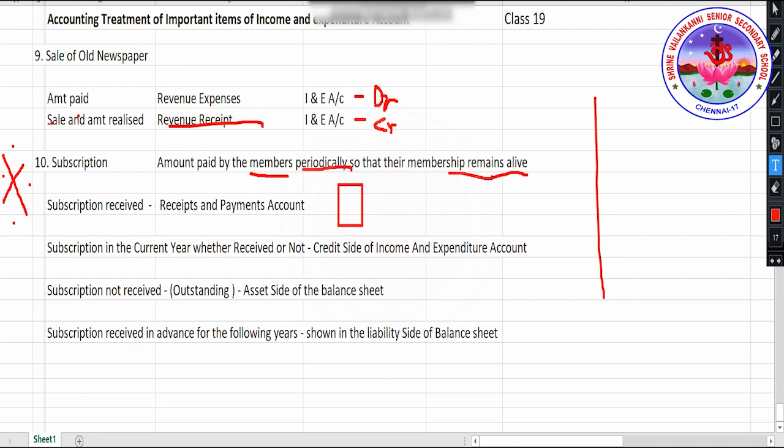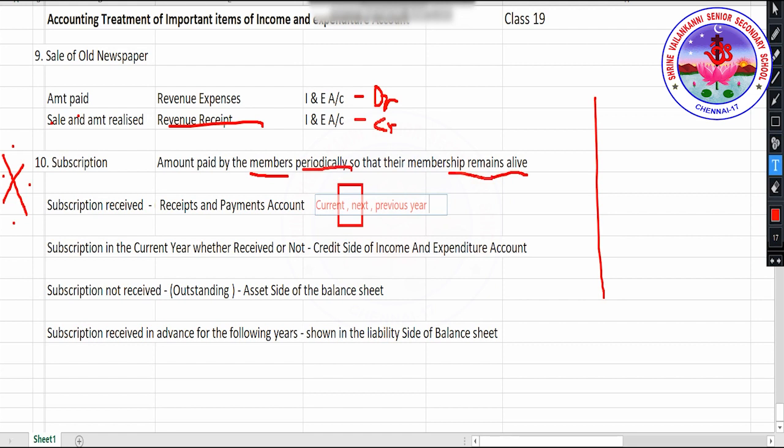In the receipts and payments account, whether it is received for the current year or next year or the previous year, if it is received, it has to be shown in the receipts and payments account.